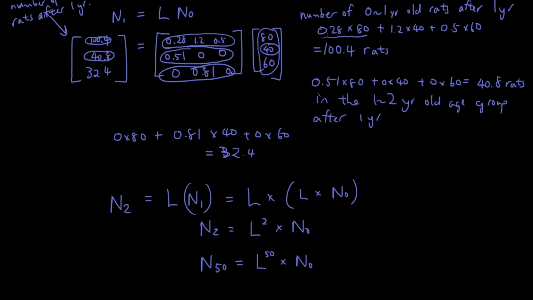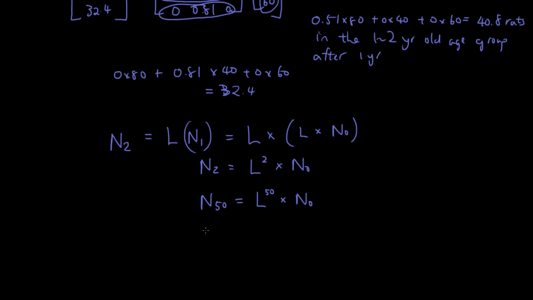So the general formula will be, if you want to know how many rats there are after n number of years, you just have to raise the Leslie matrix to the power of that number of years, times the initial population. So that's the general formula.